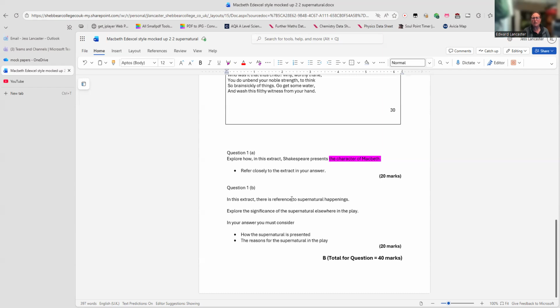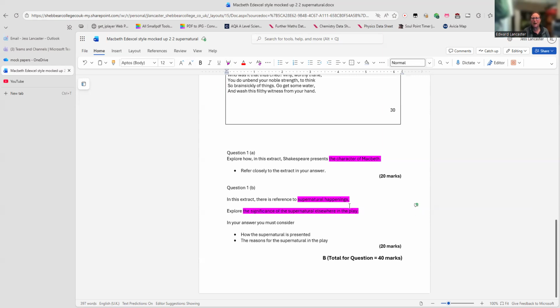So in this extract, there's a reference to supernatural happenings. Explore the significance of the supernatural elsewhere in the play. So through the rest of my question, when I come on to my section B, they're wanting me to look at the supernatural elsewhere in the play.